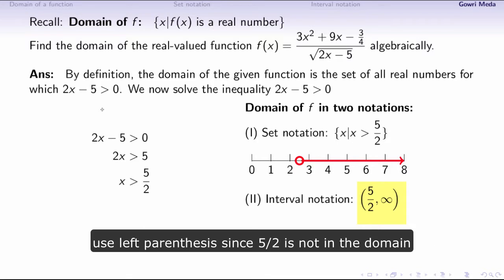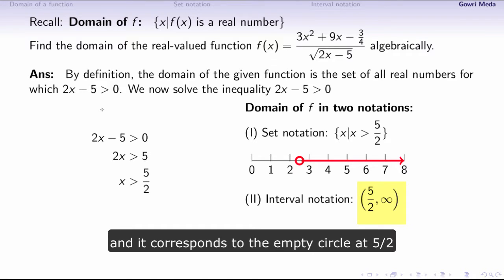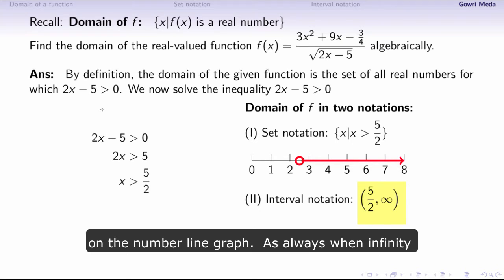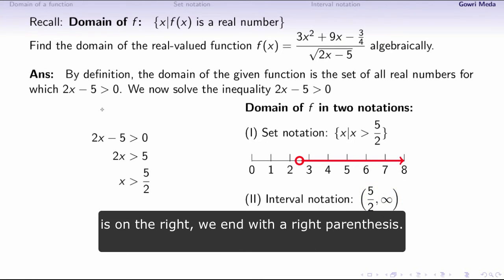Notice how we use a left parenthesis since 5 over 2 is not in the domain, and it corresponds to the empty circle at 5 over 2 in the number line graph. As always, when the infinity symbol is on the right, we end with a right parenthesis.